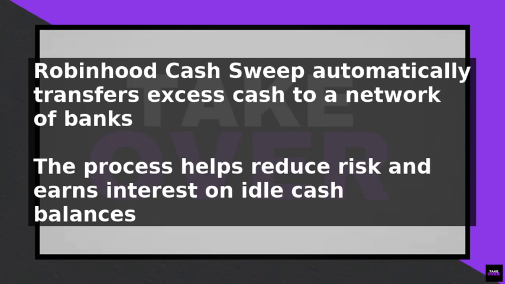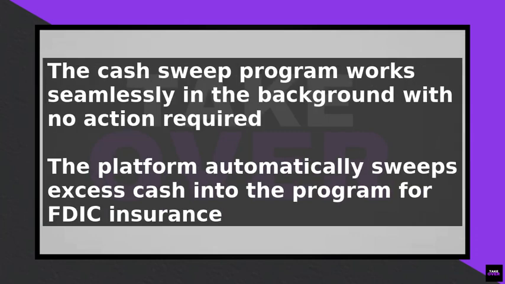First, let's define what a cash sweep is. A cash sweep is a process that automatically transfers excess cash from your brokerage account to a separate account, typically a bank account or a money market fund. This process helps to reduce the risk of keeping large amounts of cash in your brokerage account and earns interest on your idle cash. Here's how Robinhood Cash Sweep works.